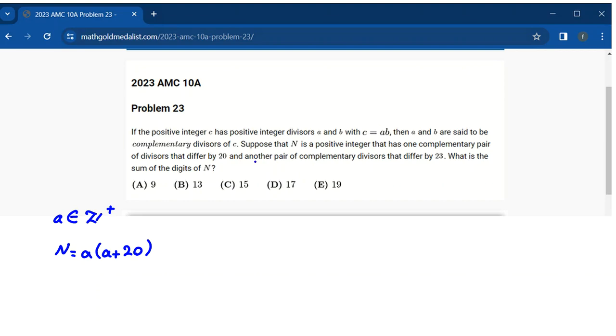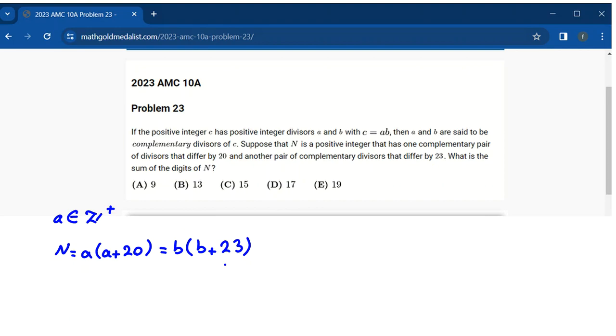Also, another pair of complementary divisors that differ by 23. So we can write it as b times b plus 23. What is the sum of the digits of n? So we should find n, then find the sum of the digits of n.